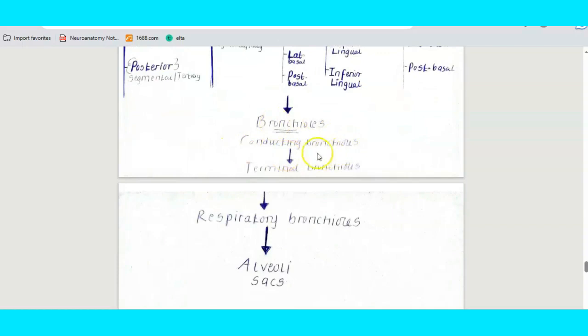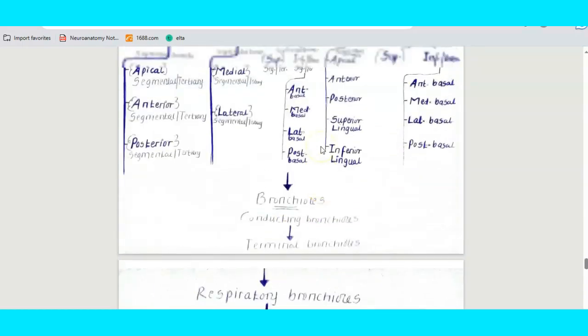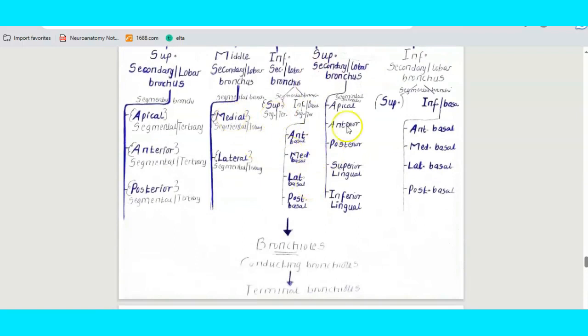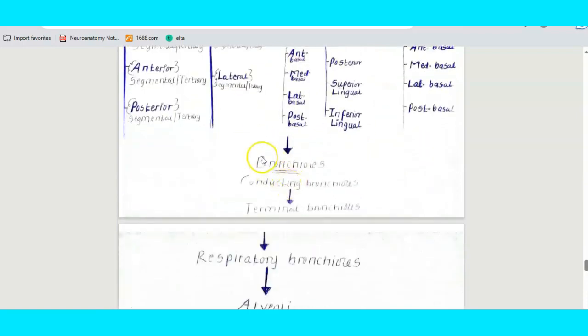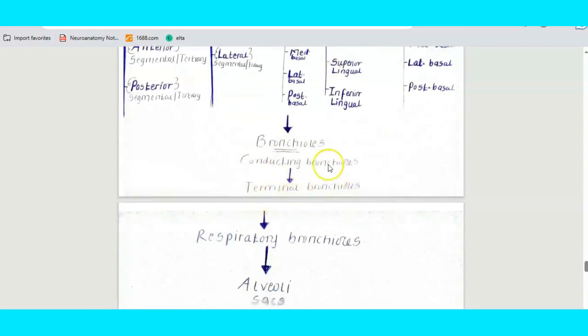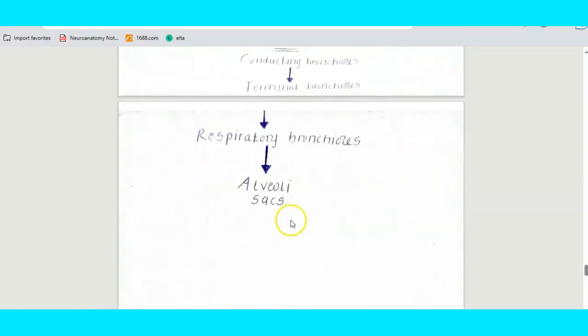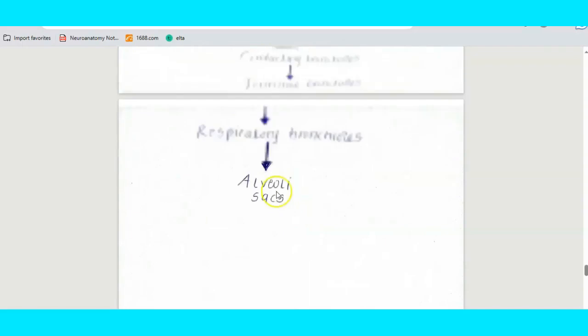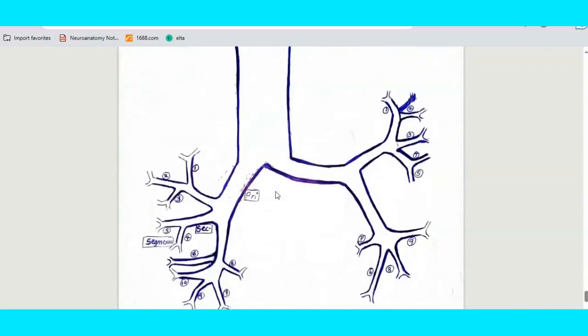Then the conducting bronchi, segmental bronchi, branch into respiratory bronchi. Then this segmental bronchi branches into bronchioles, conducting bronchioles, terminal bronchioles, respiratory bronchioles, and finally into the what? Into the alveoli. All this you can see here. So we've discussed all this in detail.